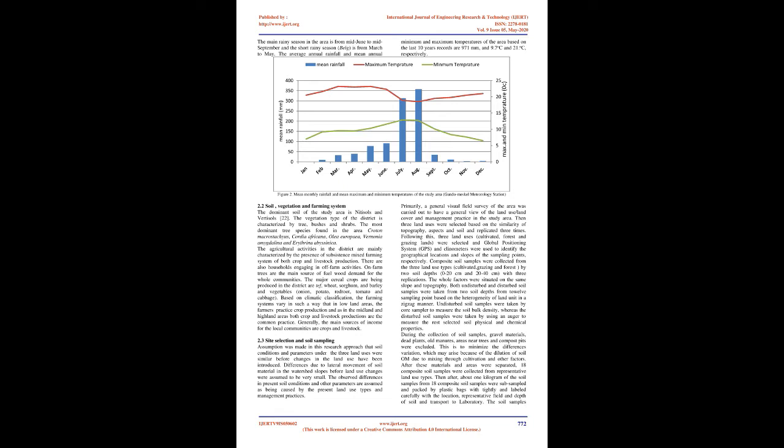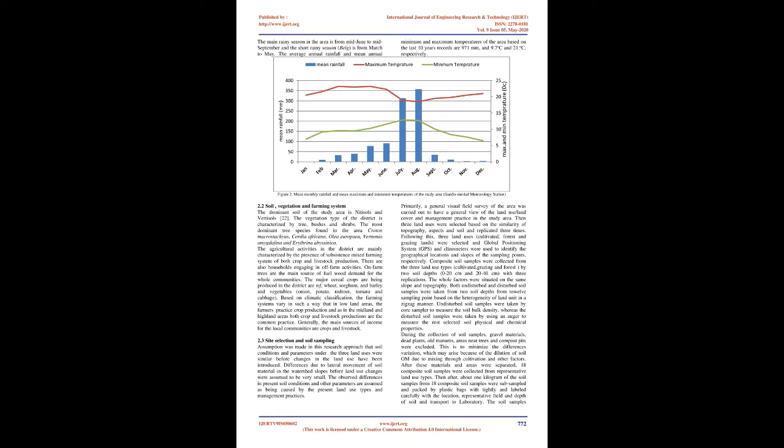Primarily, a general visual field survey of the area was carried out to have a general view of the land use/land cover and management practice in the study area. Then three land uses were selected based on the similarity of topography, aspects, and soil and replicated three times. Following this, the three land uses, cultivated, forest and grazing lands, were selected, and a global positioning system, GPS, and clinometers were used to identify the geographical locations and slopes of the sampling points, respectively.